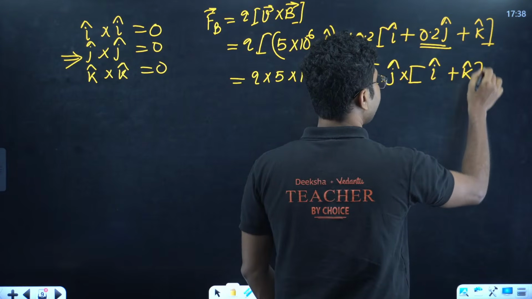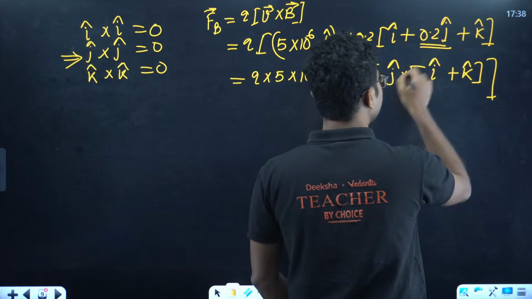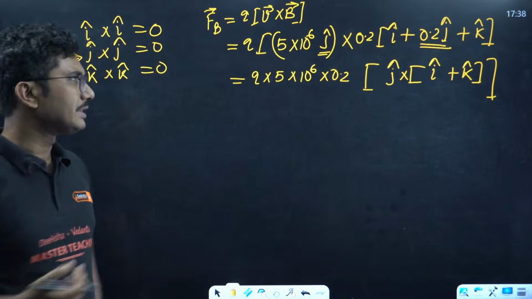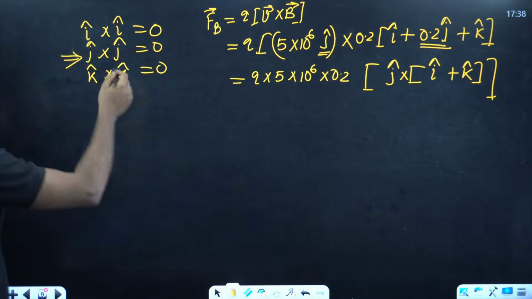Why have I not written J cap here? Because J cap into J cap is 0. So writing J cap in this equation does not make any sense. So that's why I am just keeping it.